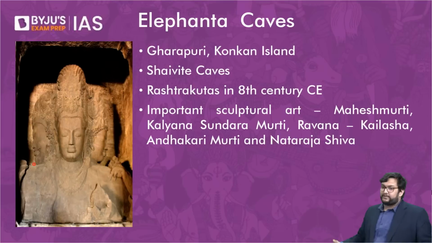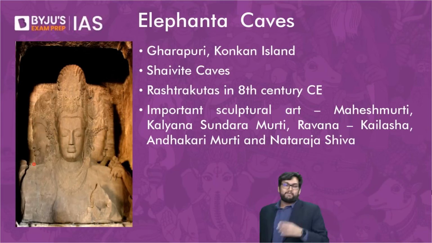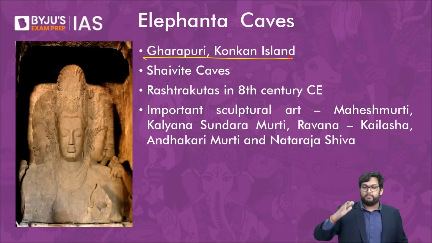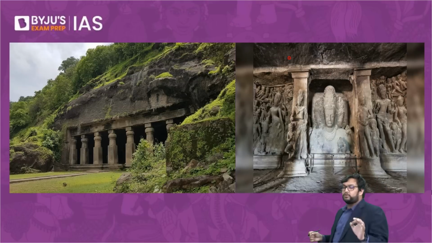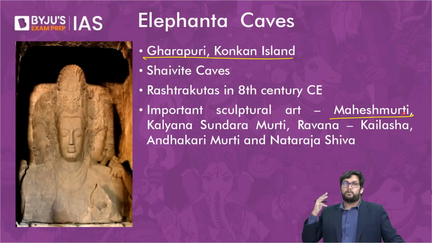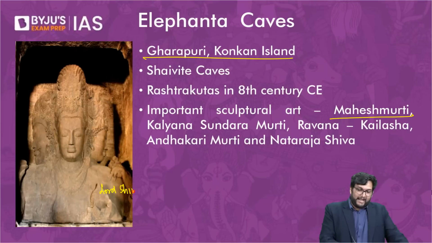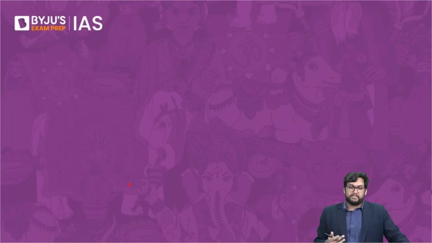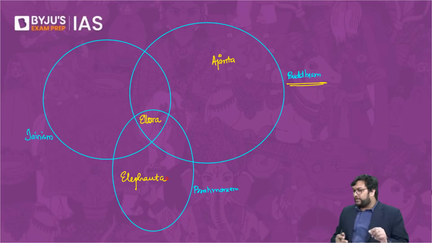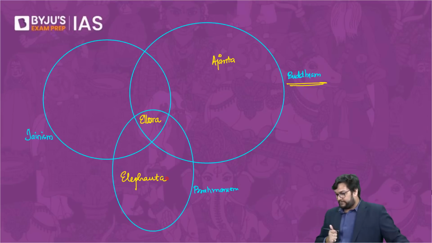Now, if I go one step further, you have Elephanta. If you live in Mumbai or near Mumbai, you should go to it. It's a small Konkan island off the coast of Mumbai, Gharapuri. Elephanta is known for its beautiful Maheshmurti, the three-faced Lord Shiva. My purpose here is not to know this, but to keep adding to the diagram, making notes which can solve any question in that regard, because this is where the main game is played.